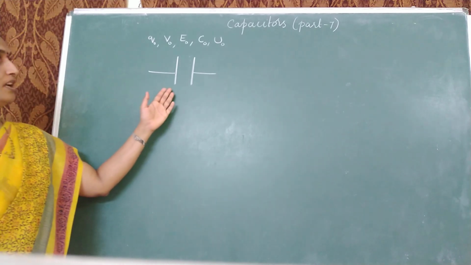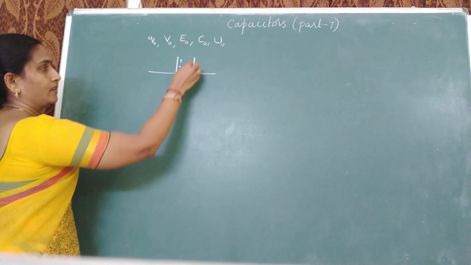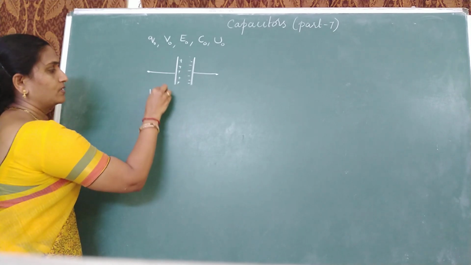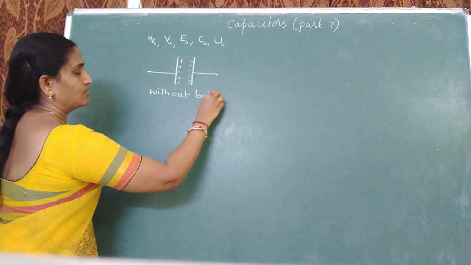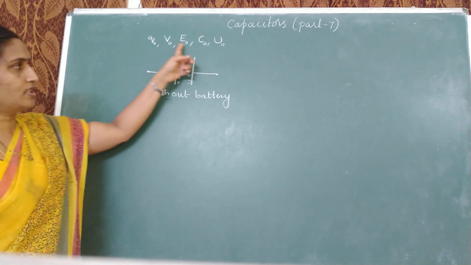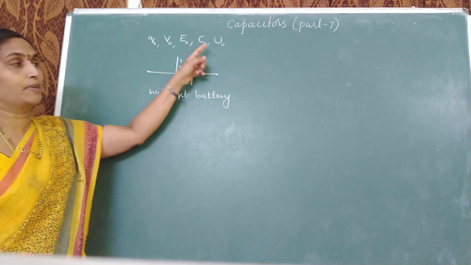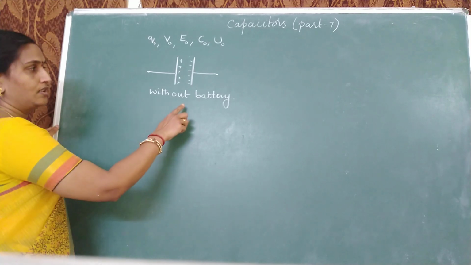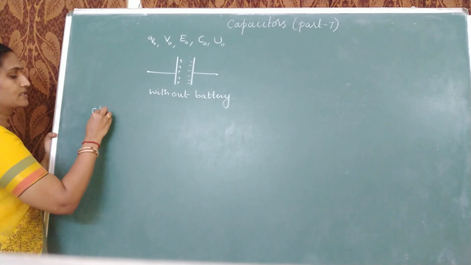Again I repeat, we are taking a parallel plate capacitor which is already charged, not connected to a battery, without battery. Once you charge it, we have removed the charging battery. Now all the initial terms I am representing with the symbol naught: E naught is the electric field, C naught is the capacitance, U naught is the energy, and so on. Now we are going to study what would happen to all these five physical quantities. What are the five physical quantities?